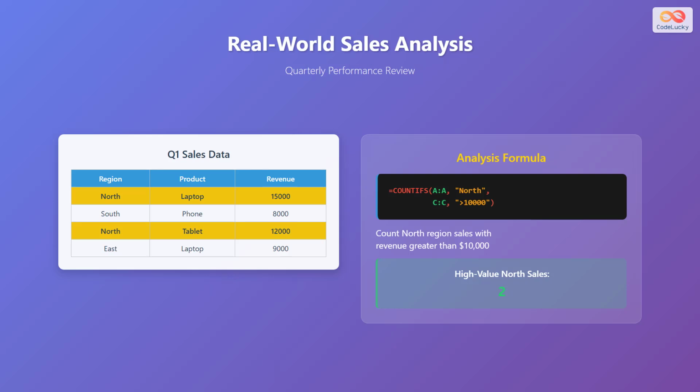Let's analyze a real-world sales scenario using COUNTIFS. Consider sales data with region, product, and revenue columns. The formula is =COUNTIFS(A:A, "north", C:C, ">10,000"). This formula counts North region sales with revenue greater than $10,000. In this example, there are two high-value sales in the North region.